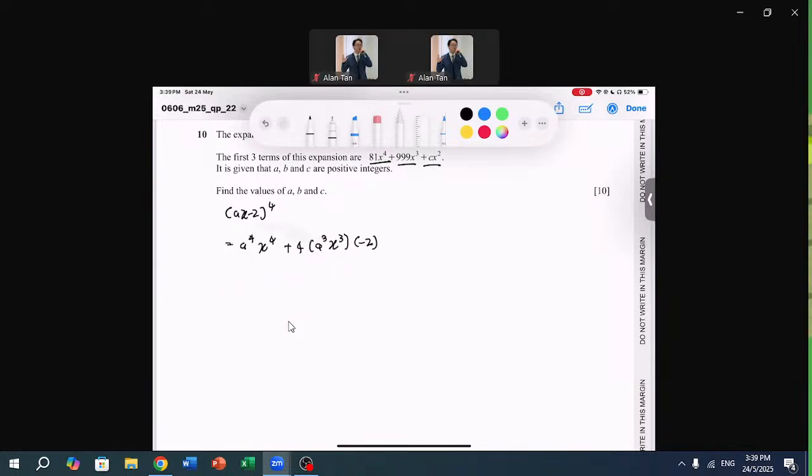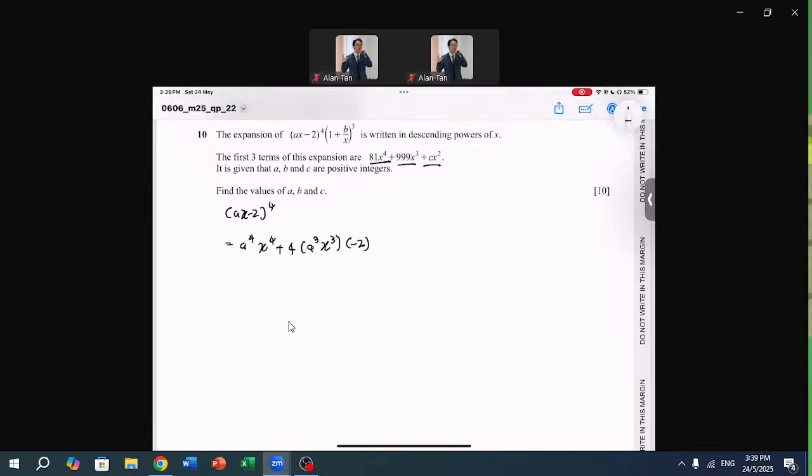Let's just make it in one row for now, and then I'll do the mix and match in a while. Therefore, plus 6a squared x squared times 4, plus 4ax times negative 8, plus 16. So this will equal a power 4 x power 4 minus 8a cubed x cubed plus 24a squared x squared minus 32ax plus 16.